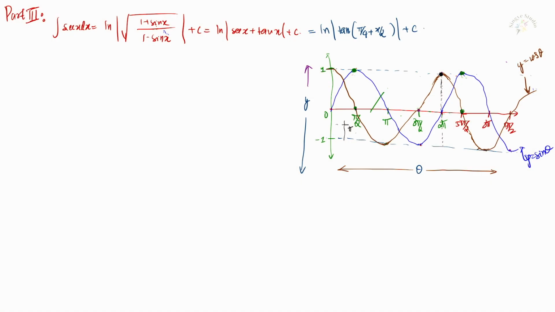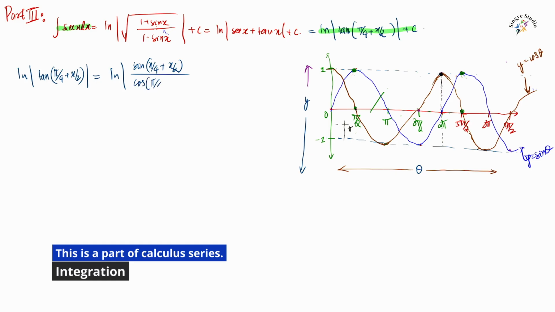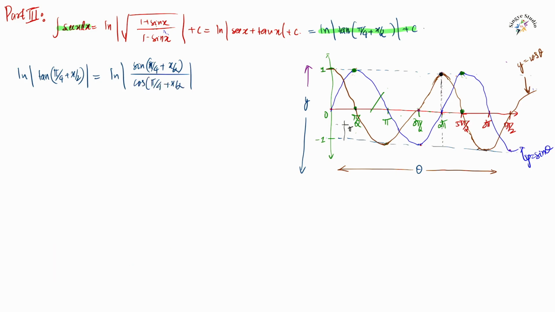Welcome to part 3, the final part. In the previous video, we obtained that the integral of secant x dx is equal to ln tangent of (pi by 4 plus x by 2) plus c. We also know that tangent of (pi by 4 plus x by 2) can be written as sine of (pi by 4 plus x by 2) divided by cosine of (pi by 4 plus x by 2), right?